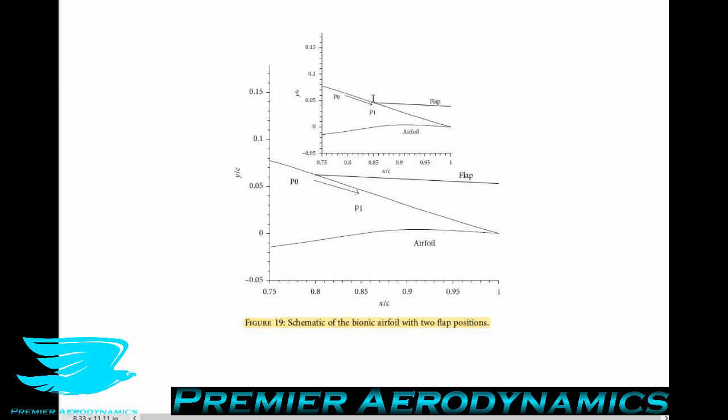P0 is where we have the flap starting at 80% of the chord, and P1 is where we have it starting at 85% of the chord. It should be noted that the flap here does not stay the same length. It shortens so that the end of the flap coincides with the trailing edge of the airfoil. You can see here that the trailing edge always coincides with the back here.